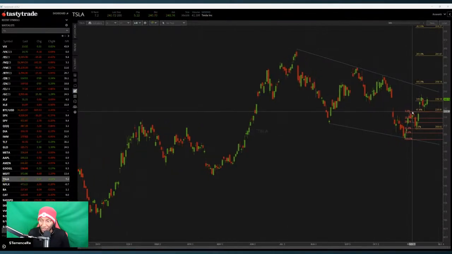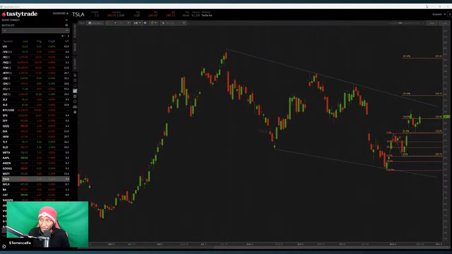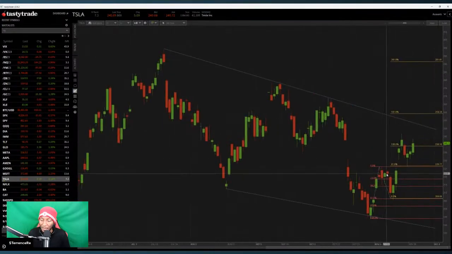Then I just throw my fibs on. When I throw my fibs on, then I start looking at take profit levels. Obviously we gapped up over this one, and then we hit the 100. So basically that's your A, B equals C to D right there, or some people would just call it your 1, 2, 3.